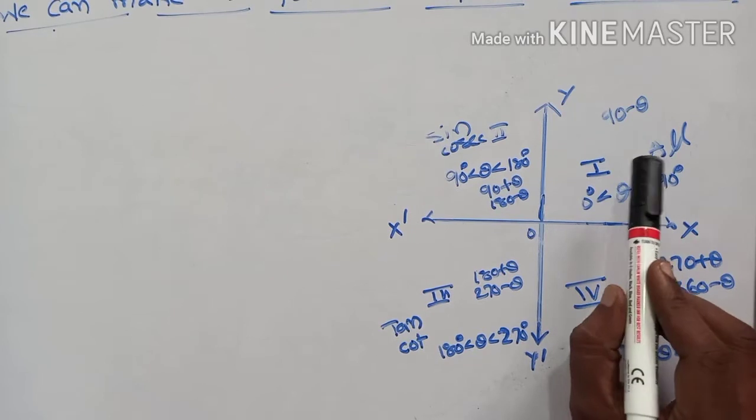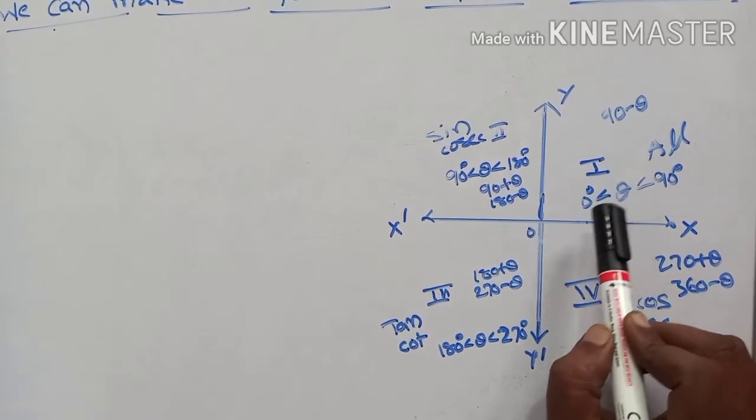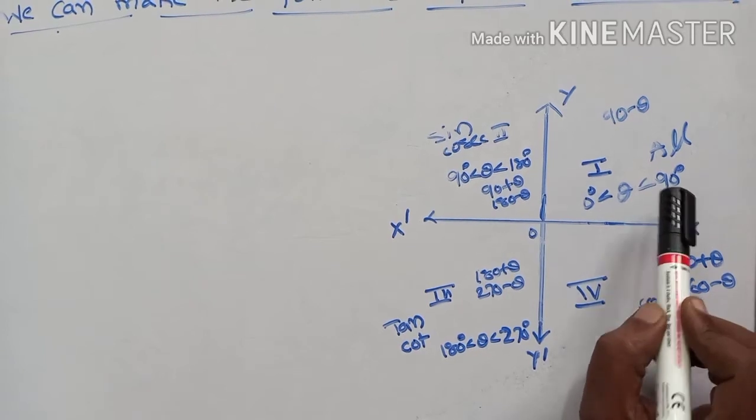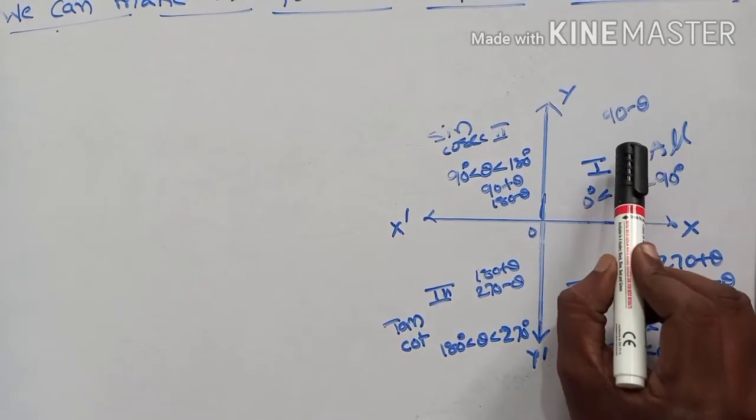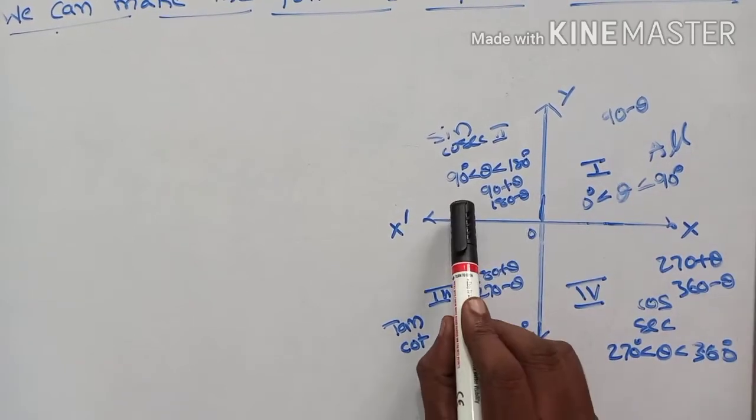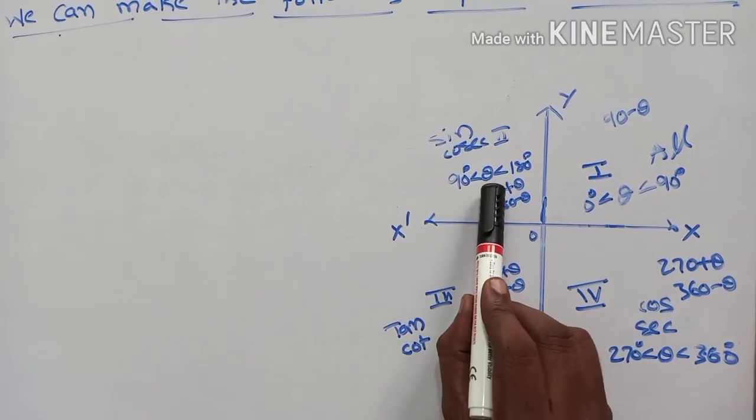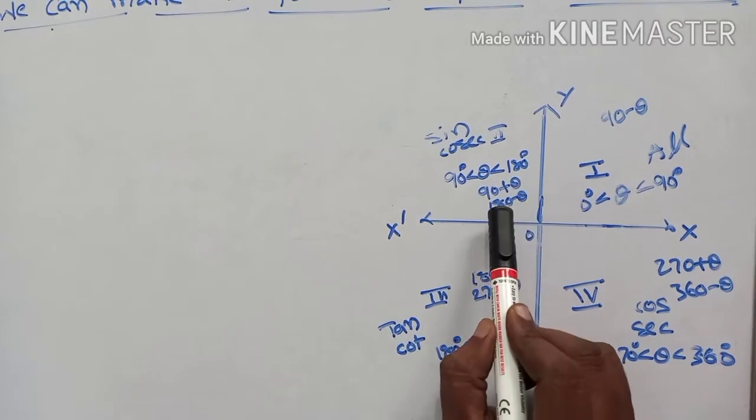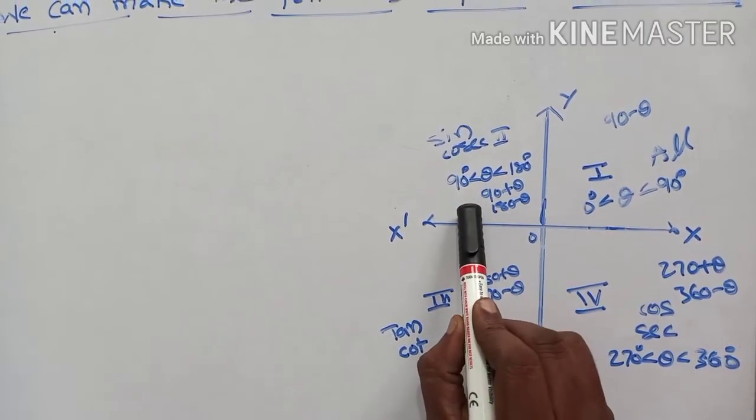In the first quadrant, theta lies between 0 and 90, that is, 0 less than theta less than 90. This means 90 minus theta lies in the first quadrant. In the second quadrant, 90 less than theta less than 180. This means 90 plus theta and 180 minus theta lie in the second quadrant.